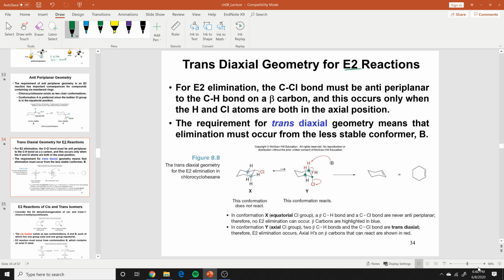So there's no interaction between the electron-rich base and the electron-rich leaving group. The base attacks the hydrogen, forms a double bond, and the halogen is going to leave, and we're going to end up getting our alkene in this case.